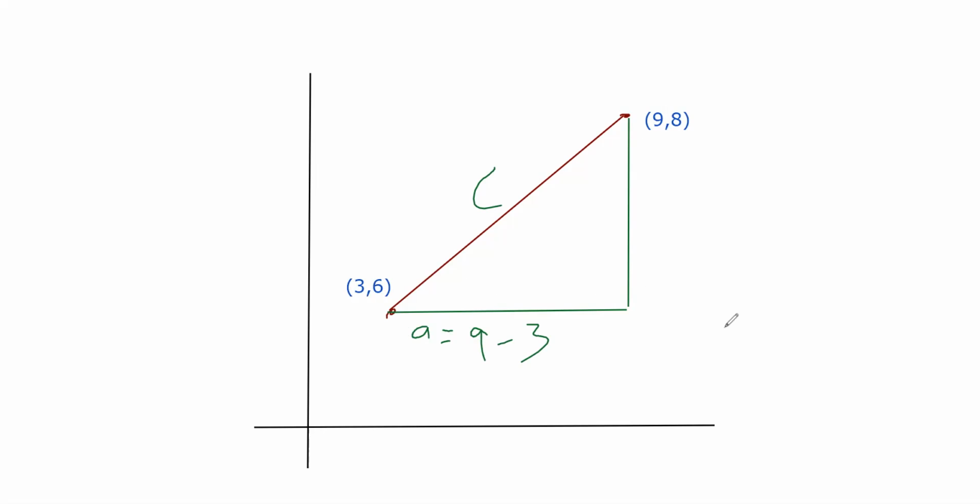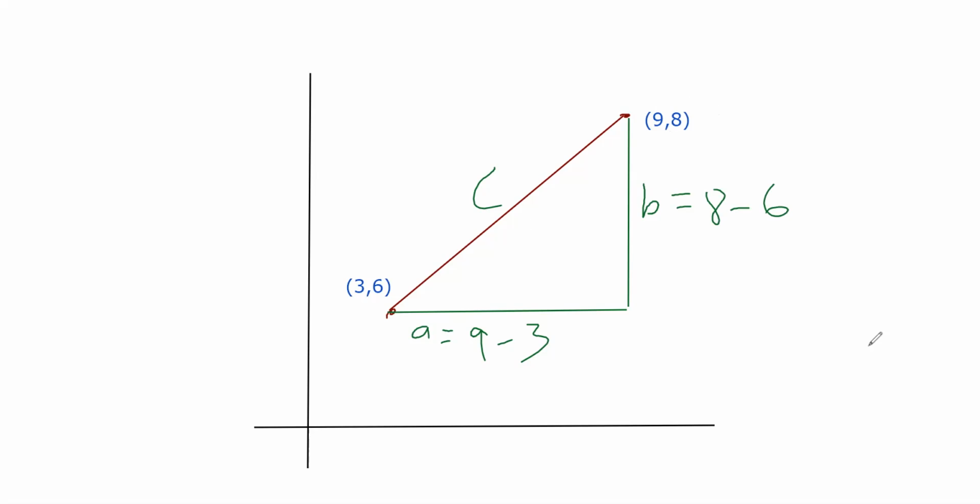Now remember, this graph's not to scale because 6 and 8 looks like a much bigger jump than it is. It's not to scale. But now B is a vertical line, so it only cares about the Y coordinates. B is just going to be the difference between the Y coordinates, 8 minus 6. That's going to be that vertical distance there.